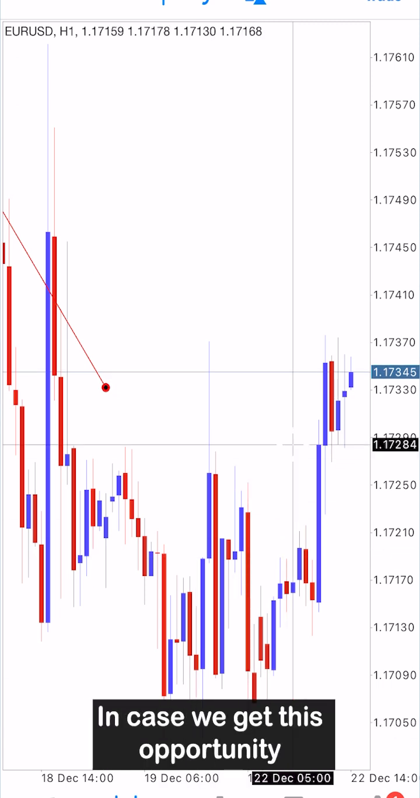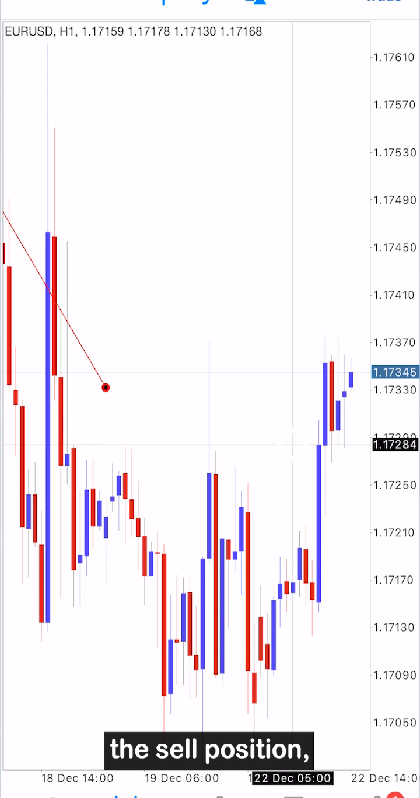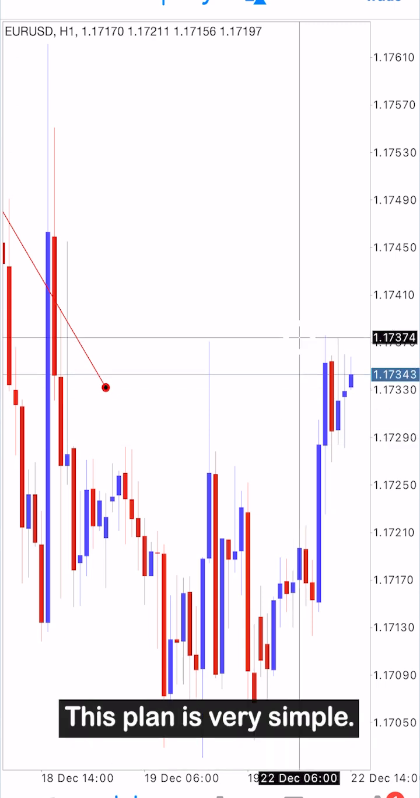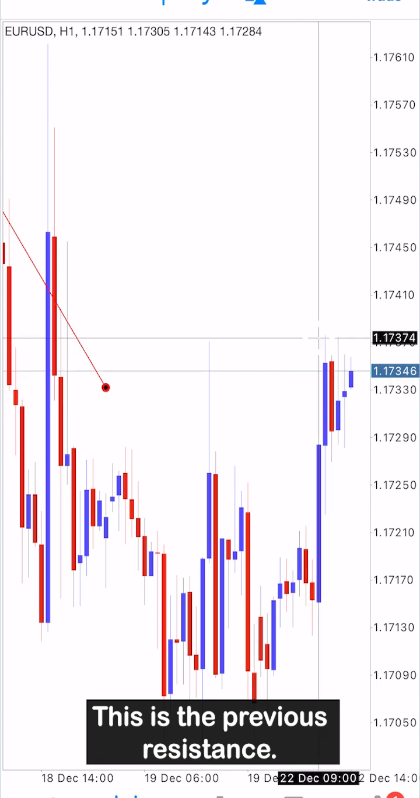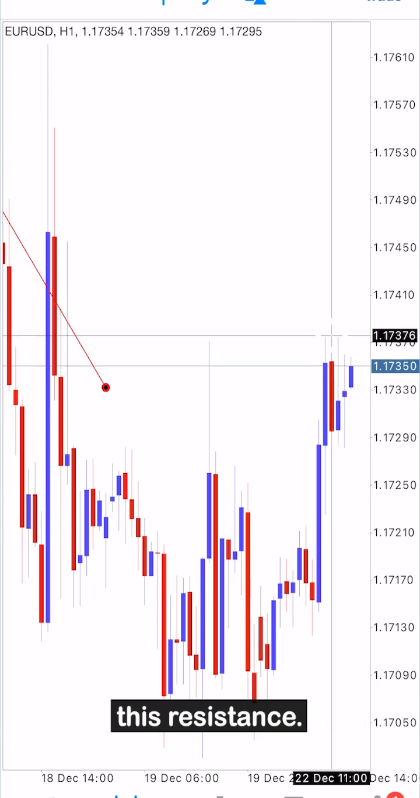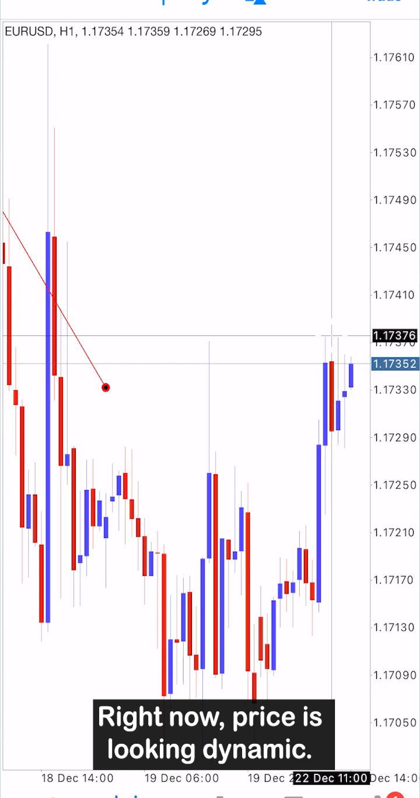In case we get this opportunity and we actually enter the sell position, there should be a plan to exit in case of loss. This plan is very simple. This is the previous resistance. Now the market reacted from the same resistance. So obviously our stop loss should be above this resistance. Right now, price is looking dynamic.